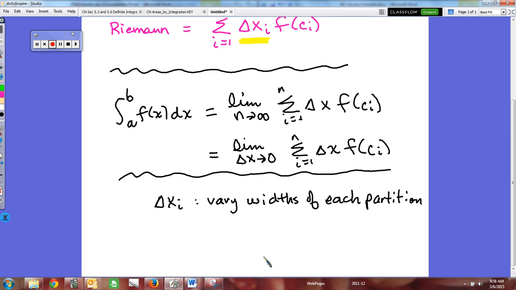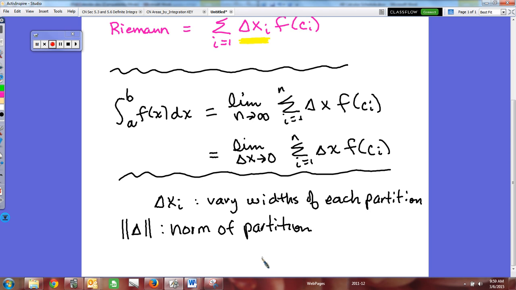And so they wanted to define a new term that describes what they call the norm of the partition. It looks like this, with double absolute value bars around a delta. When you see that, this is what they call the norm of the partition.